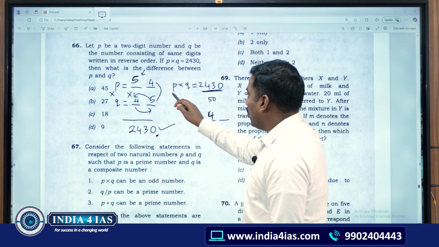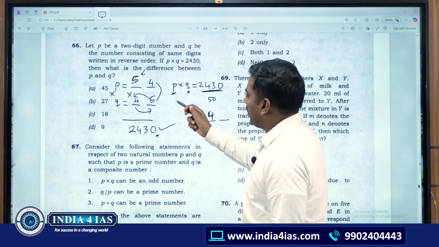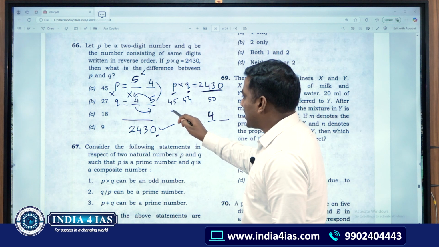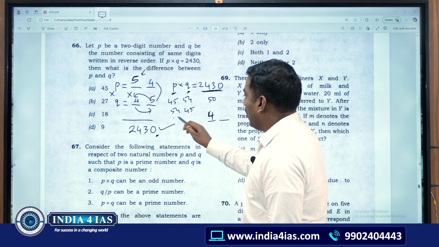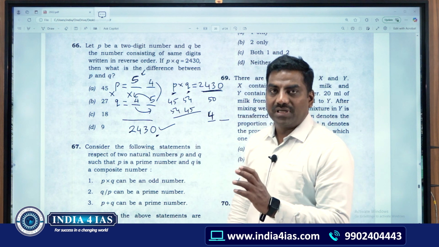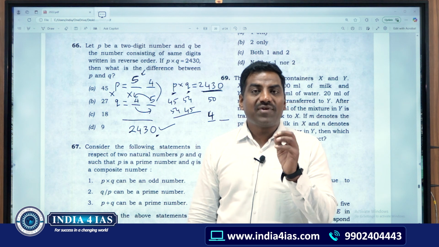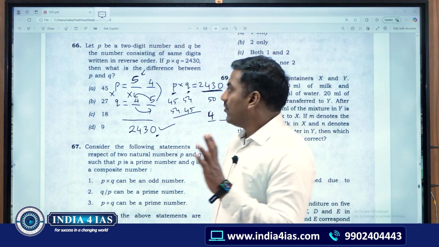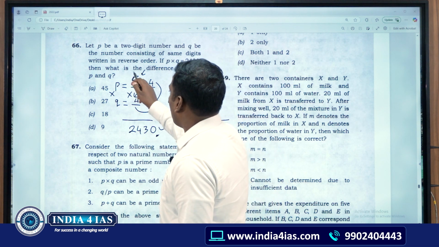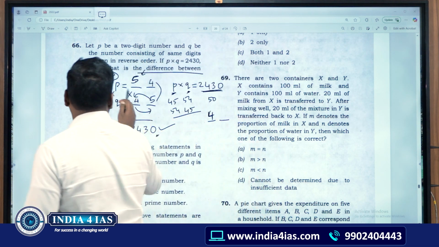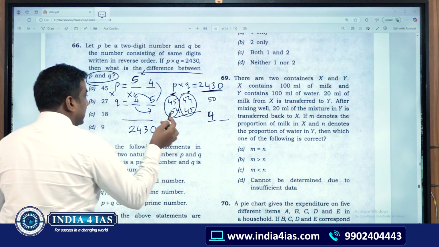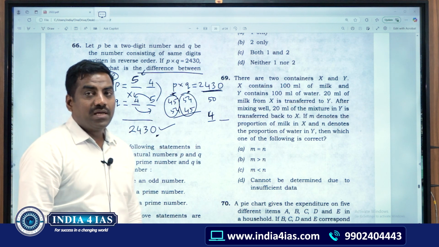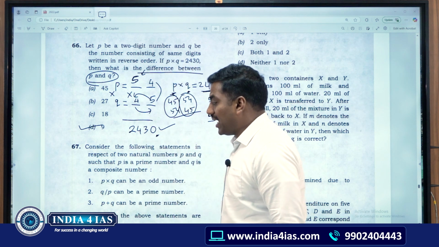In that case, what is P and what is Q? It can interchange. Either it can be 45 and this can be 54, or this can be 54 and this can be 45, anything. We don't know which is which, but definitely they are 45 and 54. Now, what is the difference between P and Q? Anyways, they are asking the difference. Either P is bigger or Q is bigger, the difference will be 9. So that is the answer.